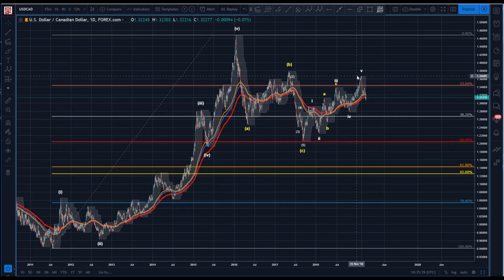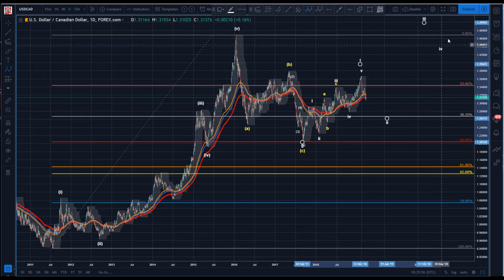So now coming off of this, now this is kind of interesting. So it would appear that we've completed a diagonal. So if the ABC is done here, and at this point there's no reason to assume that it's not, then all we've done is just get started on a one wave here, 2, 3, 4, 5. There's no reason to assume otherwise.